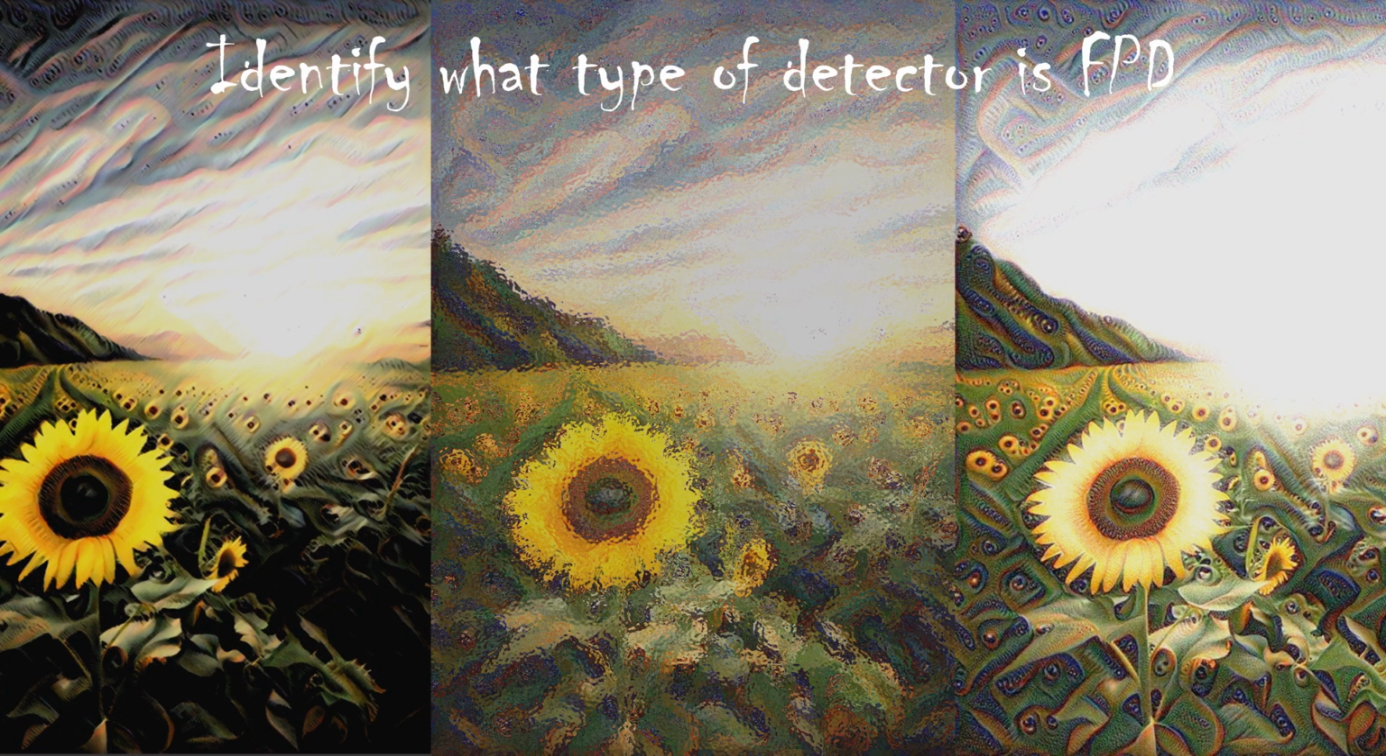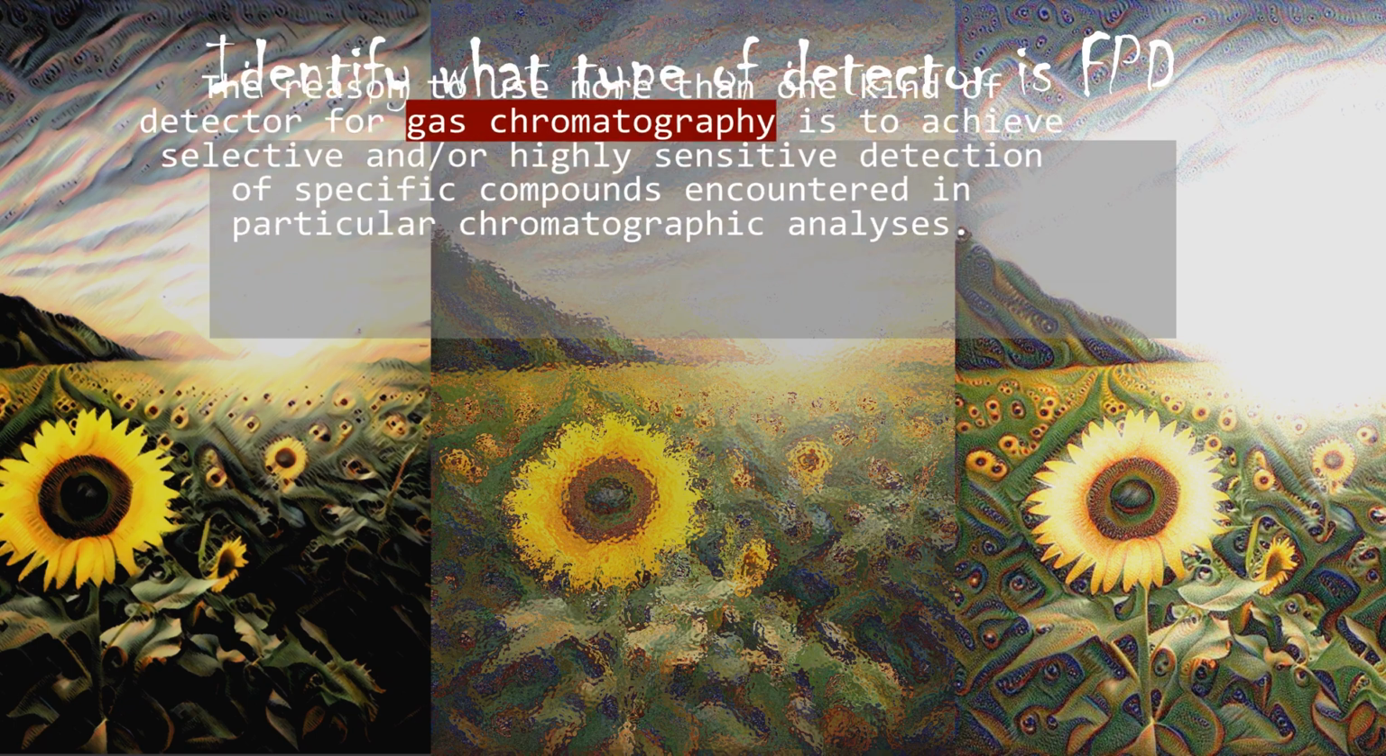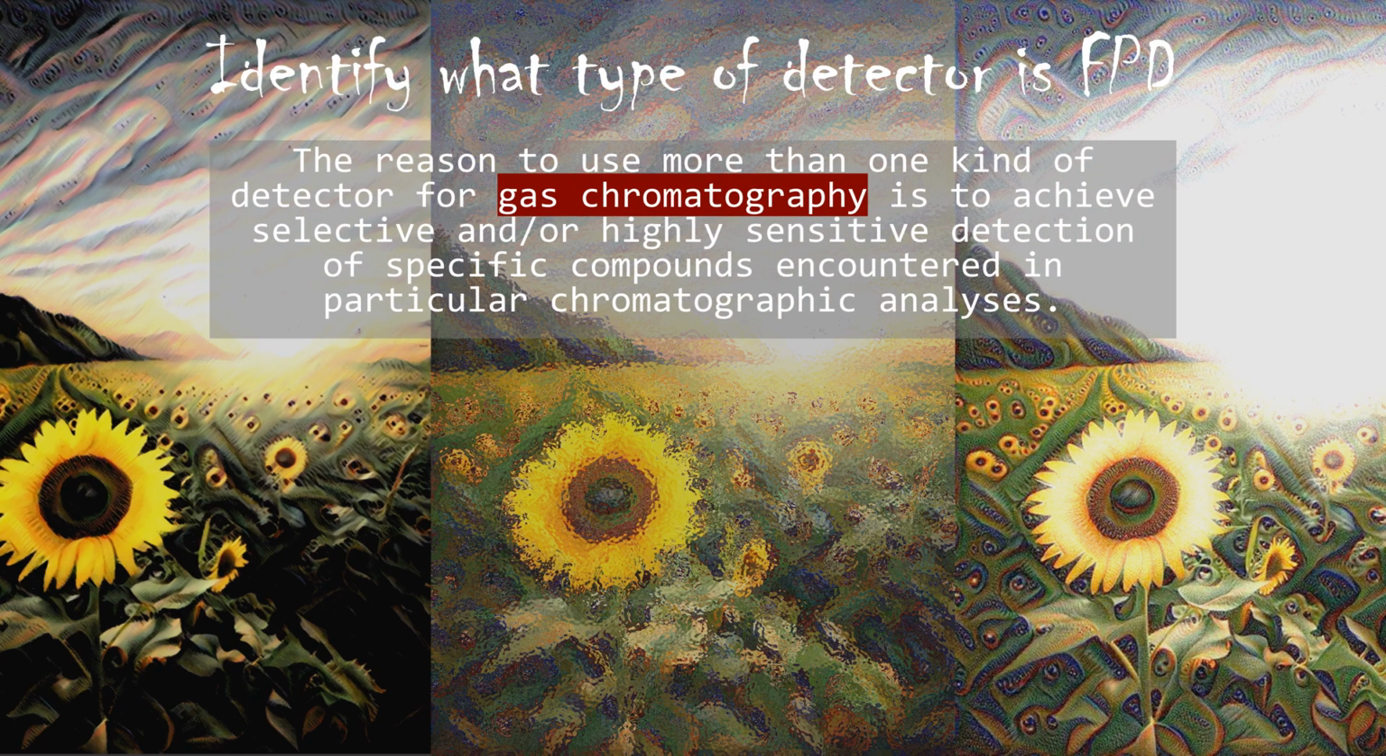Would you look at it? We are at our third objective, which is to identify what type of detector FPD is. It is one kind of detector for gas chromatography. The reason to use more than one kind of detector for gas chromatography is to achieve selective and/or highly sensitive detection of specific compounds encountered in particular chromatographic analysis.